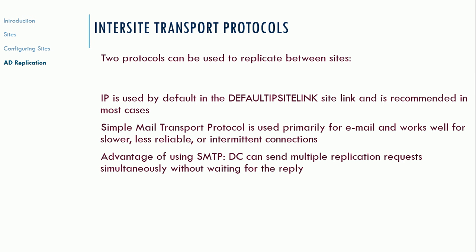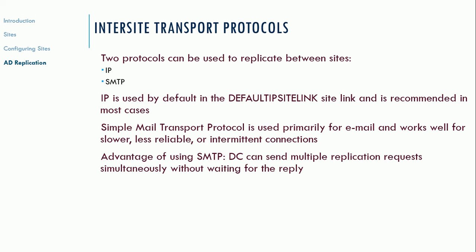Now, as far as the protocol for doing replication between two different sites, there are two options really. One is IP, which is the way we would do it intra-site as well. So that doesn't really change anything. It's the same method. But if you have a particularly slow or unreliable link between two sites, you can also use SMTP. I don't really see this implemented very often, but it is an option. I guess back in the old days when we had really high latency networks or T1 lines that were not very fast, it made a lot more sense to do this.